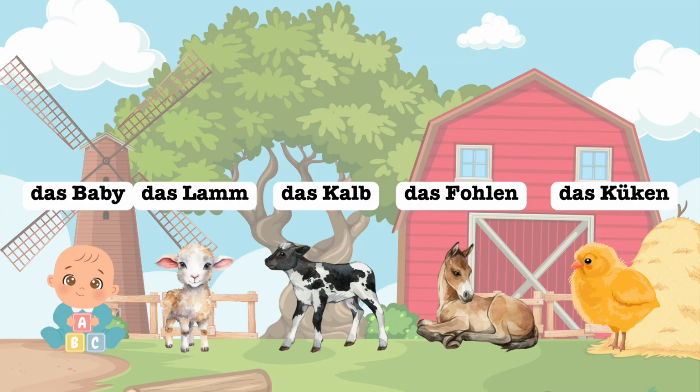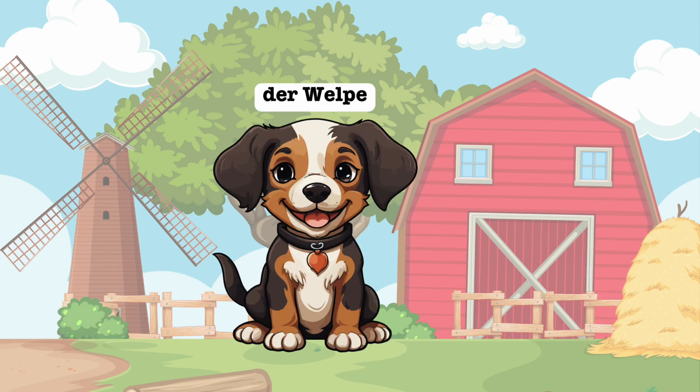Without going too far into details that I bring up later in this video, you can also be assured that baby animals, and baby humans for that matter, are also going to be neuter. It's das Baby and das Kind. It's also das Lamm, das Kalb, das Fohlen, das Küken, and a whole lot of other examples. Just be careful here because a puppy is der Welpe.